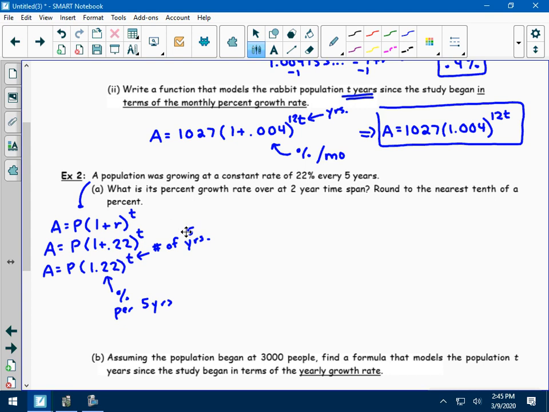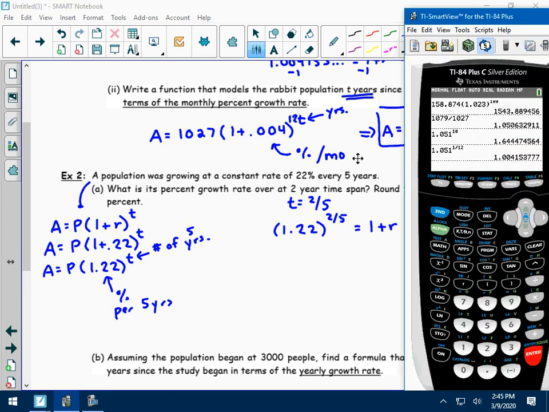So if t is the amount of 5 years, what would t be if I'm representing 2 years? It'd be 2/5, because 2 years is 2/5 of a 5-year time span. So we would take 1.22, raise it to the 2/5, and say that's going to equal 1 plus r. Go to the calculator. 1.22 raised to the 2/5 is 1.08278.